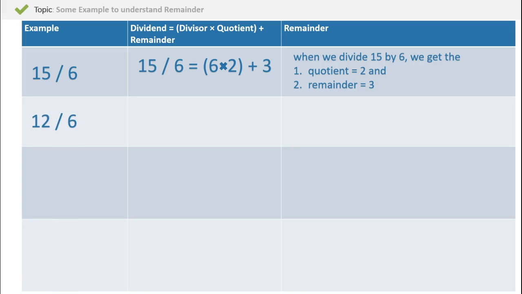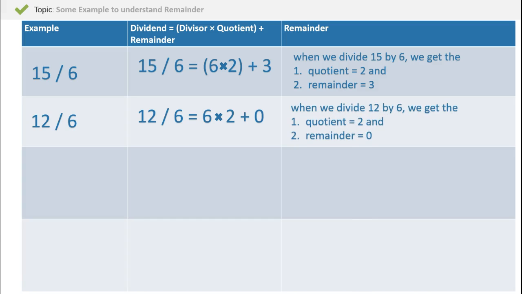Similarly, when you try to divide 12 by 6, you get 12 by 6 equal to 6 multiplied by 2 plus 0. And hence, in this example, your quotient is 2, but remainder is 0. And whenever you get remainder as 0, you can say 6 and 2 are factors of 12.